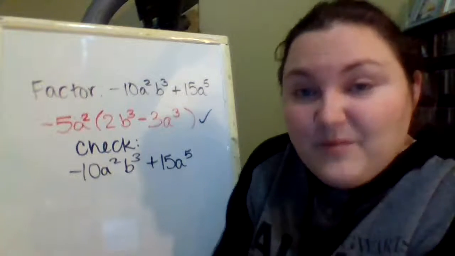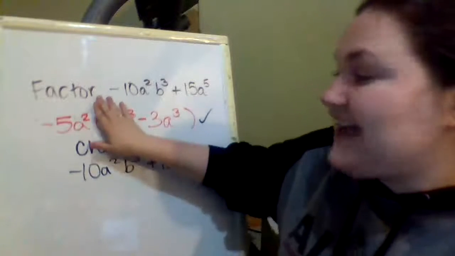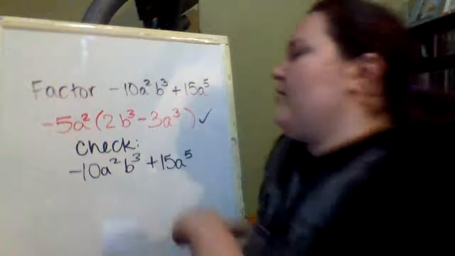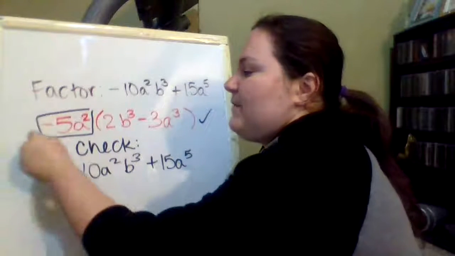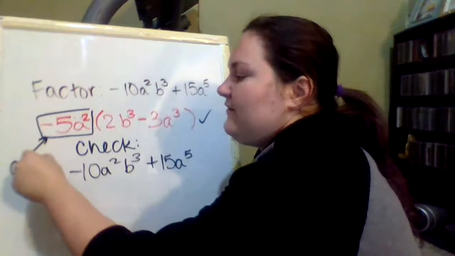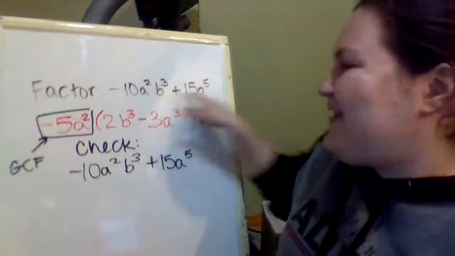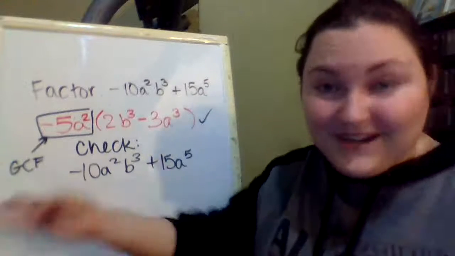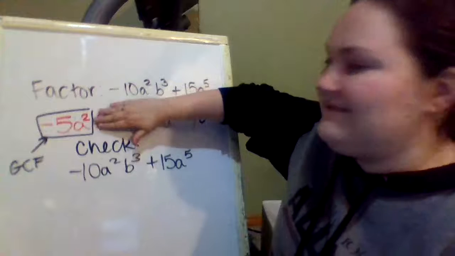The only other type of question you'll see is a shorter version of this where I just ask you to find the greatest common factor. Remember this part in the front that we find first? This is what we call the greatest common factor. So I could have given you this exact same polynomial, and I could have just said, what's the greatest common factor? The answer would have just been negative 5a squared.